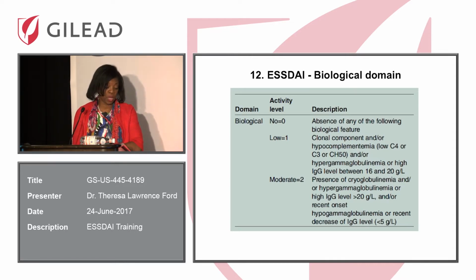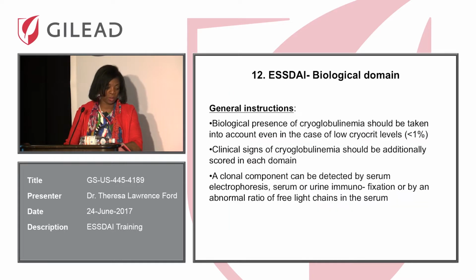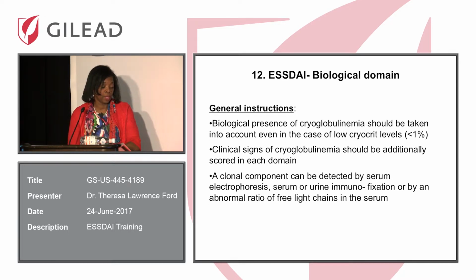And then a moderate would be presence of cryoglobulinemia and/or hypergammaglobulinemia or high levels of IgG greater than 20, and/or recent onset of hypogammaglobulinemia or recent decrease in IgG levels less than 5 grams per liter. So biologic presence of cryoglobulinemia should be taken into account, even if there are low cryocrit levels less than 1. Clinical signs of cryoglobulinemia should be additionally scored in each domain.